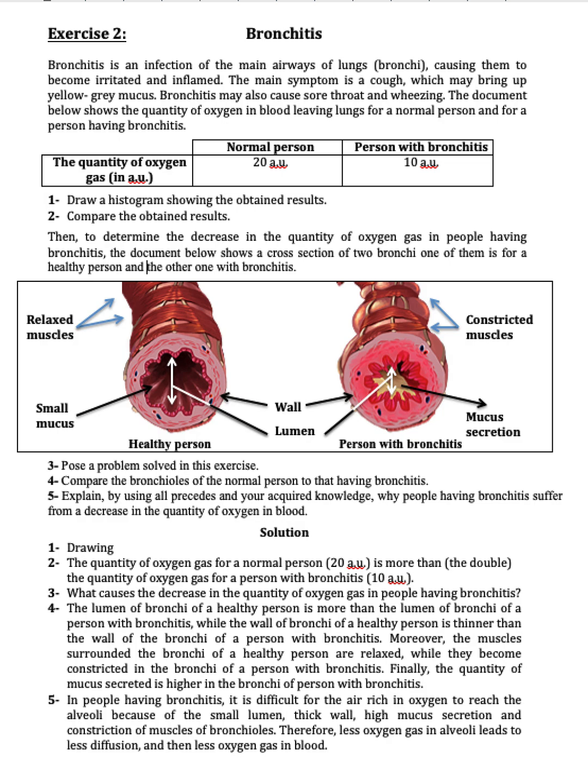Then the main symptom is cough, which may bring up yellow-gray mucus. So we have a high secretion of mucus. Bronchitis may also cause sore throat and wheezing.